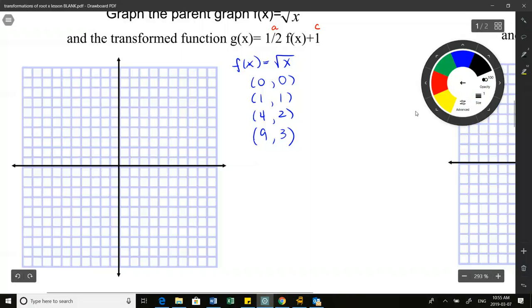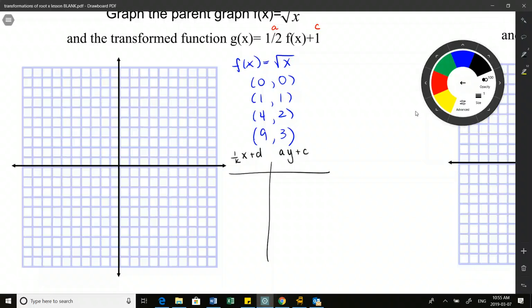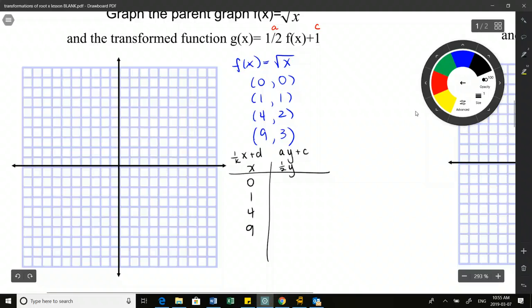So when I set up my calculations, remember we said this is 1 over kx plus d, and then ay plus c. Now here I actually don't have any k and I don't have any d, so the x's will remain the same. There's no change to those, so I can just recopy them. But the y's, I want to half the y's, and I want to add 1.